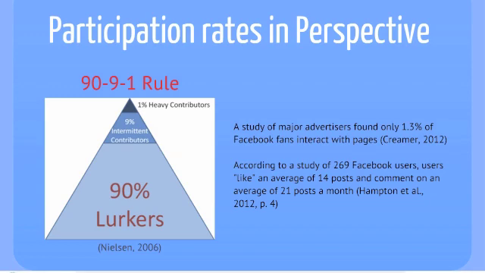So what this means essentially is that most users are passive consumers of information on social networks and social media. As indicated here, a study of major advertisers found that only 1.3% of Facebook fans interact with pages. So this is in line with the 90-9-1 rule and is incredibly important to keep in mind when assessing the value of social media for outreach. To put this in perspective a little bit, one study found that Facebook users like an average of 14 posts and commented on an average of 21 posts a month. And this is including all of the pages that they are fans of and all of their friends on Facebook.